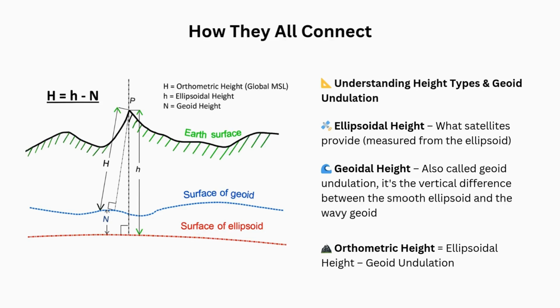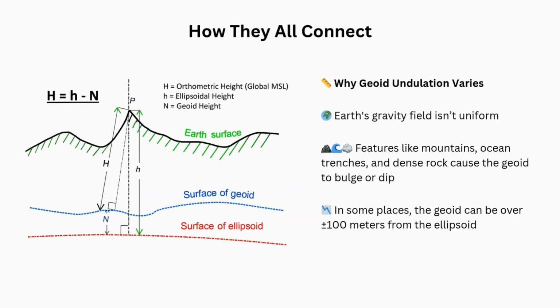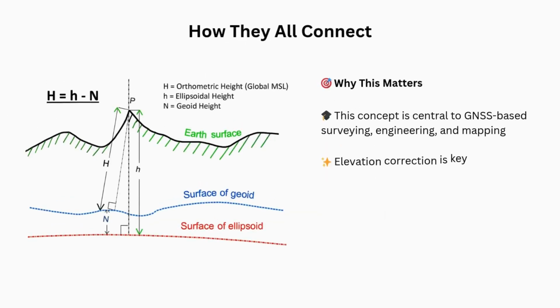Geoid undulation varies around the world because Earth's gravity field isn't the same everywhere. Mountains, ocean trenches, and dense rock formations cause the geoid to bulge or dip slightly. For example, in some places, the geoid can be over 100 meters above or below the ellipsoid. So, using this undulation value is crucial to convert GPS-based heights into real-world elevations. This relationship is at the heart of GNSS-based surveying, engineering, and even mapping applications. Now, you know the difference between ellipsoidal, orthometric, and geoidal elevations, and how they shape the maps, apps, and tools we all rely on.